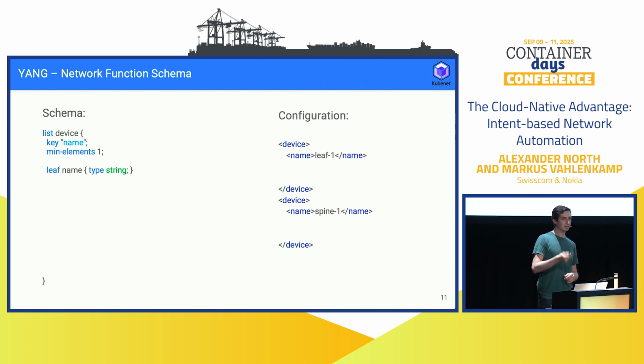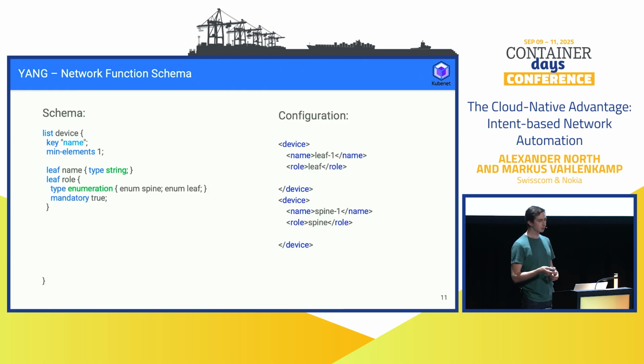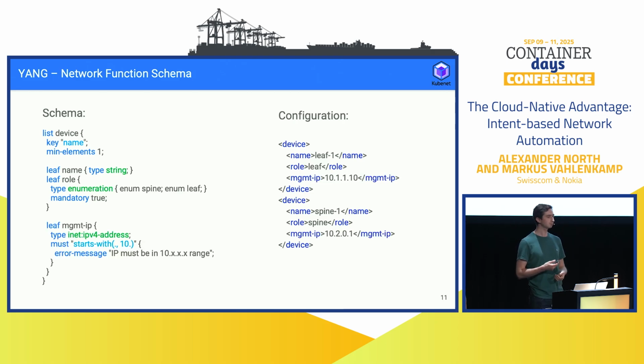We can define then leaves, which are config values. Here we define a name, which is exactly what this key defines on the list, and we have a type string here, quite a simple case. Then we could have, for example, a role. And here we have an enumeration, which means that the value has to be one of these predefined values in the enumeration. We also see that it's got mandatory true, which means it must appear inside the configuration that's passed.